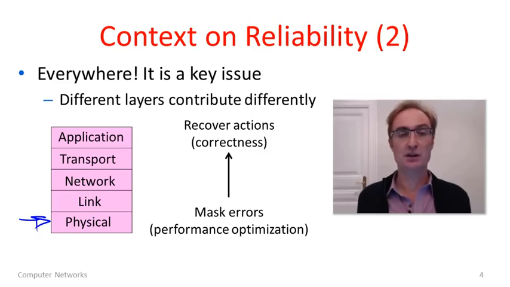Looking at retransmissions at the link layer is again about masking errors. If the retransmissions occur as in Wi-Fi, the higher layers, like TCP, will never know that there's been a loss. They won't have to worry about it. The error will be masked, and this will generally improve performance.